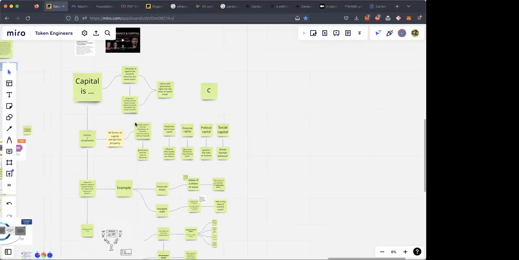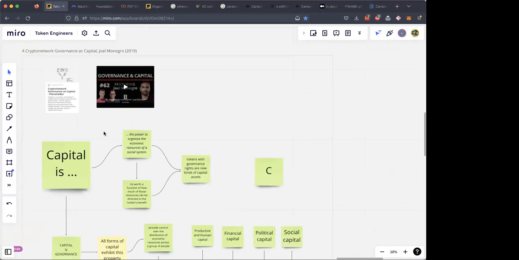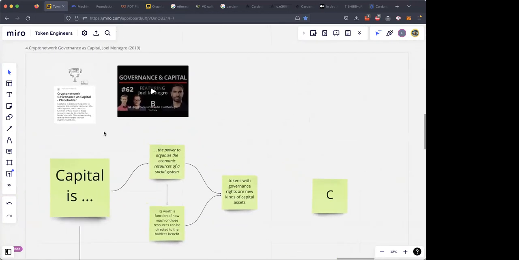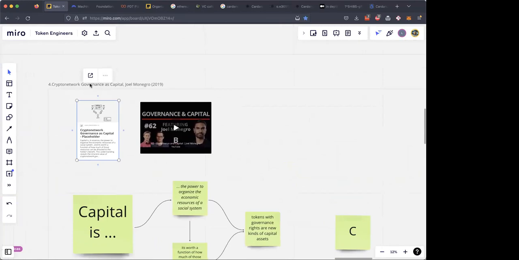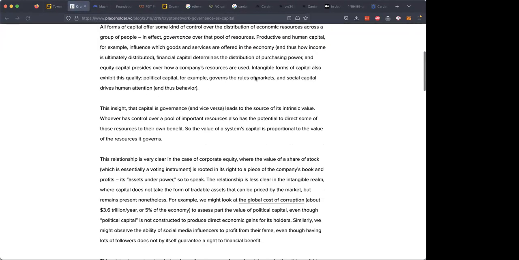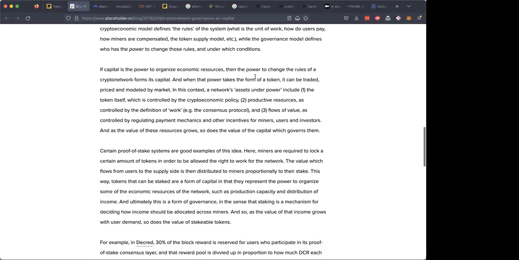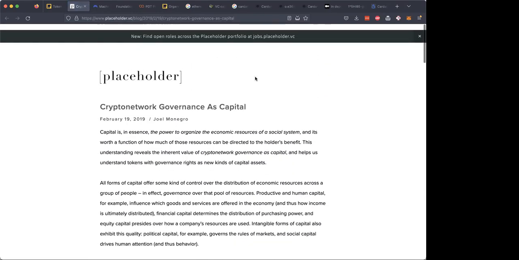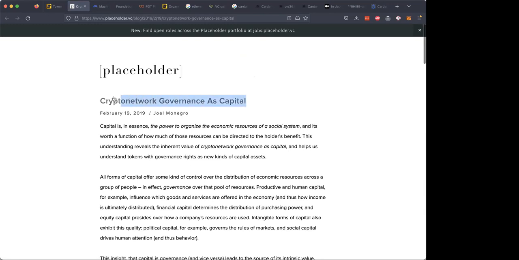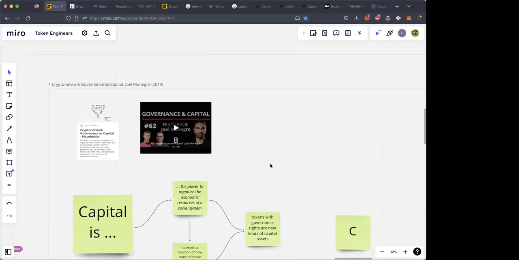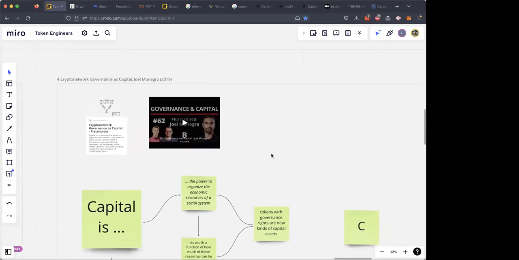All right. The final one that I took a look at was this one, which was the most interesting out of all of them because it was totally new to me. It's a very short one. I suggest all of you go ahead and read it. It's like a 5-minute read. It's about crypto network governance as capital. So what do you understand when we say governance or capital?